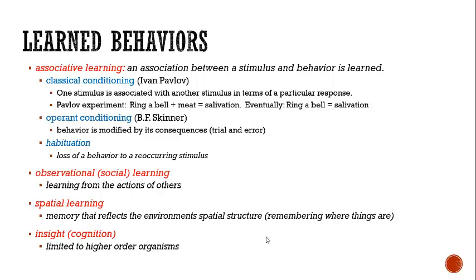Finally, the last type of learned behavior is insight or cognition, and insight is limited to really high order organisms like ourselves, chimps, gorillas, different types of apes. And with insight, you're really able to think about a problem and, based upon past experience, come up with a solution. Very, very few animals have the ability to do that. We're going to look at a quick video, and this first video that we see is going to show an example of classical conditioning.